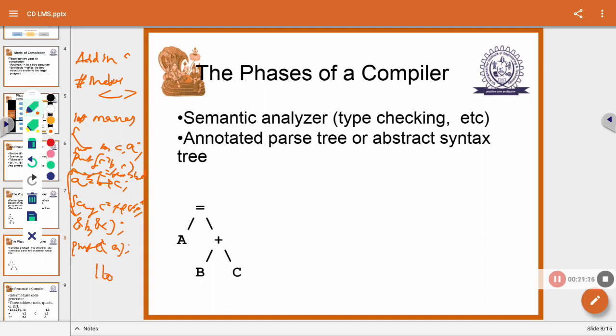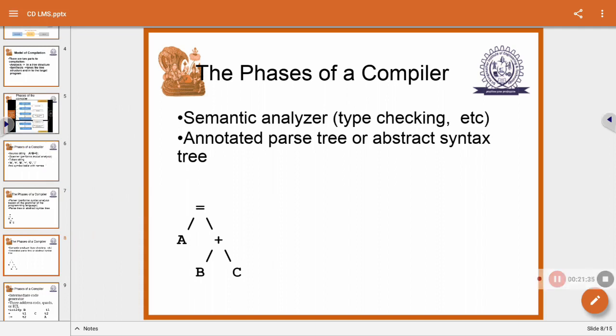So in the semantic analyzer, what happens? It checks the syntax. The parse tree, or abstract syntax tree, is the input to the third phase of the compiler, after the lexical analyzer and syntax analyzer. From this, it will find any substitutes or similar things.